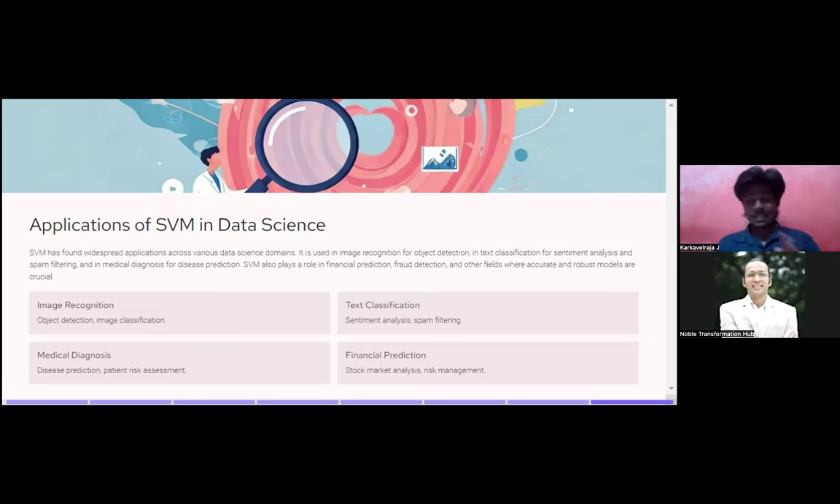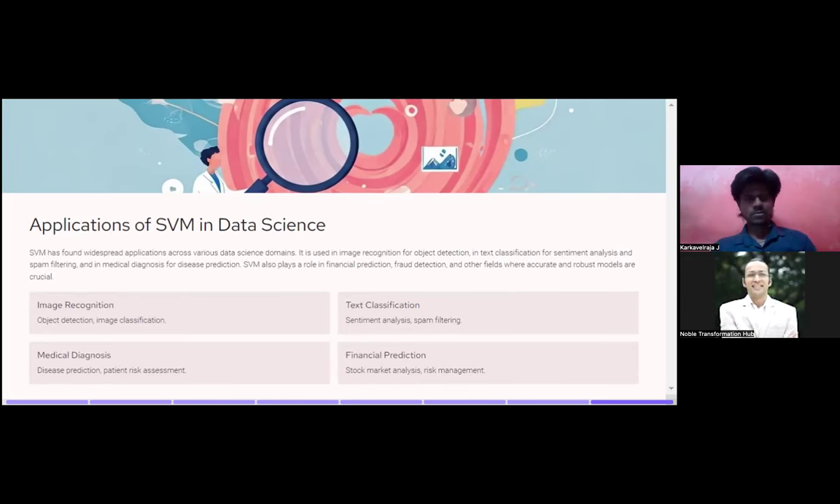Okay, yeah, let us move on to the next application. Financial prediction, stock market analysis, and risk management. Yeah, SVM can do forecasting kind of things. Okay, so yeah, hope that is all about SVM.